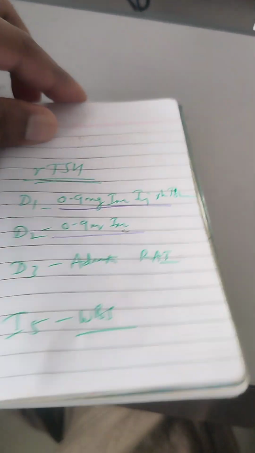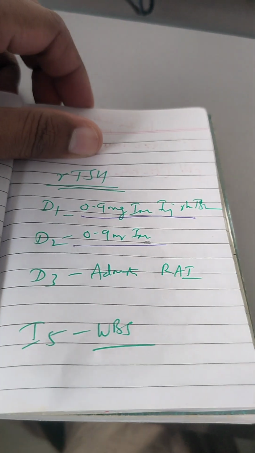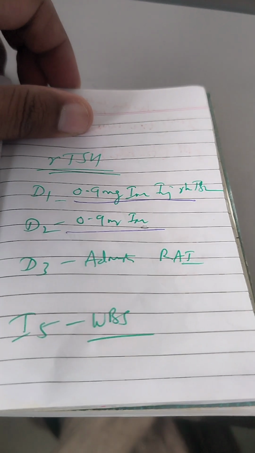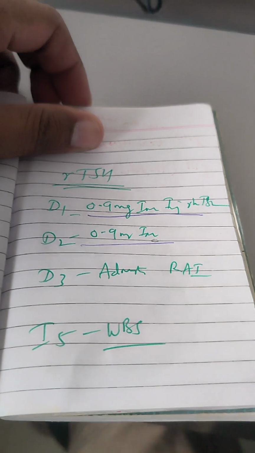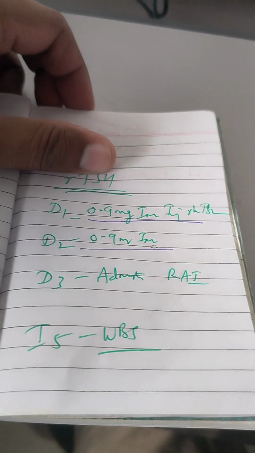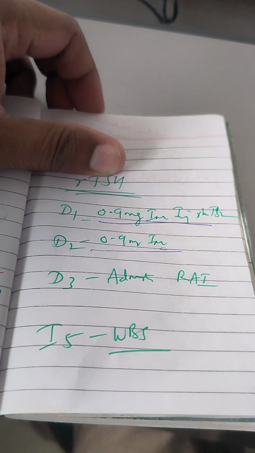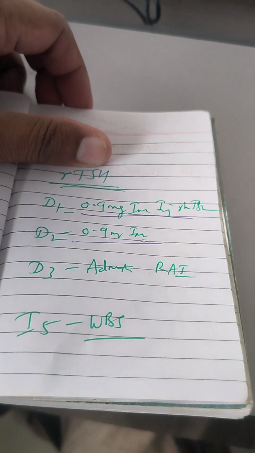Recombinant TSH: on day 1 you give 0.9 intramuscular injection of recombinant TSH. Day 2 you give again 0.9 IM injection. On day 3 you administer radioactive iodine, and on day 5 whole body scan is done.